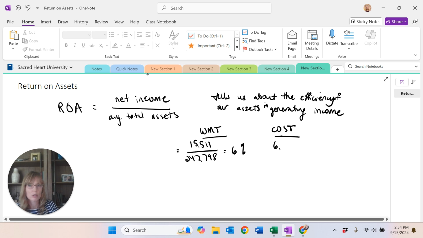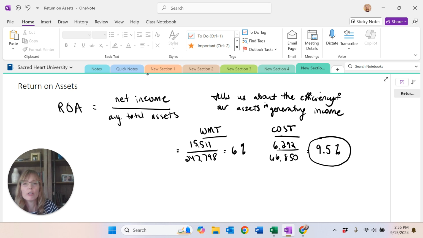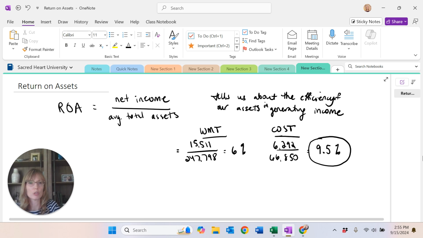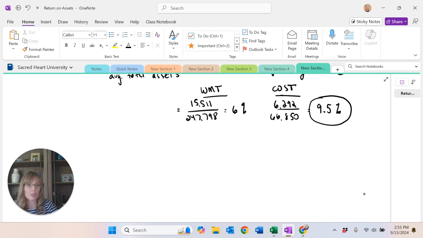And for Costco, net income 6,292, average assets 66,850. And this works out to be 9.5%. So we see Costco does a much better job using its assets to generate net income. ROA can be broken down into its two components, or drivers, which is really helpful because then it tells management what can we do in order to help improve ROA.